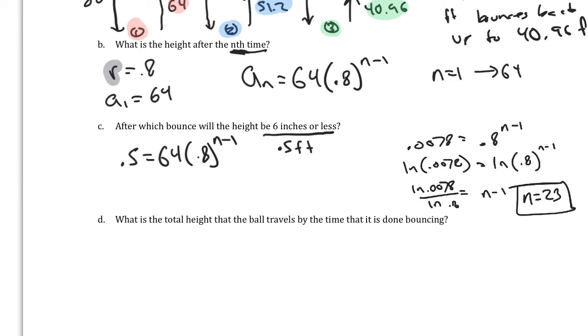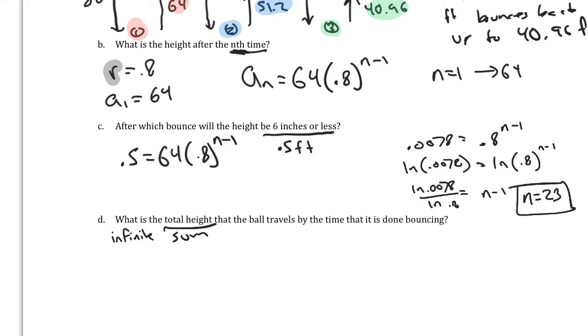What is the total height that the ball travels by the time it is done bouncing? All right, this is the best part of the problem. Total height would be like a sum. Every time it's done bouncing, well, we don't know what n value it's done bouncing. This function would never actually equal 0. So if we plug in n as a really big number, we're really thinking this is an infinite sum.